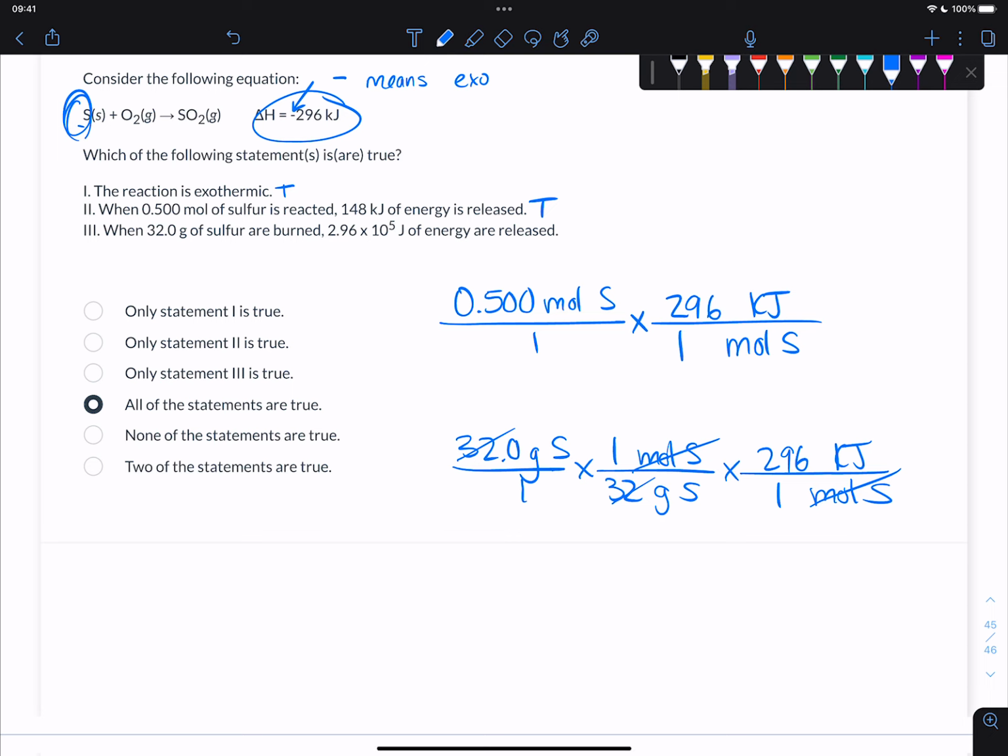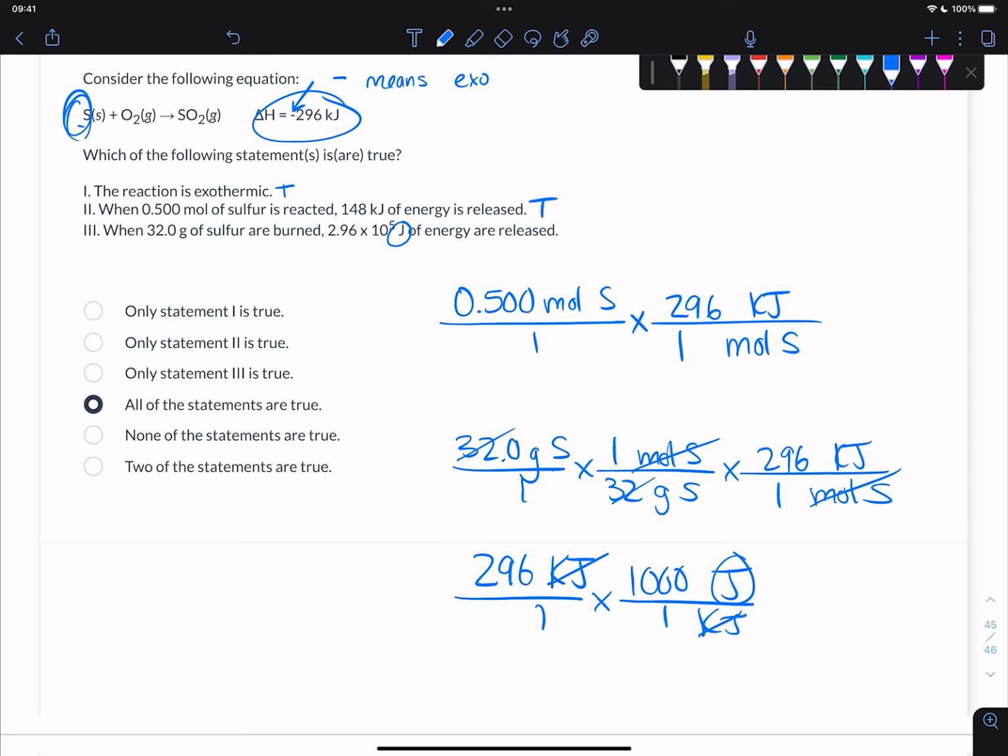Something's looking off. Oh, yeah, there we go. So when we do our math here, we get 296 kilojoules. So that kind of makes sense. But notice how this is joules. So we just need to convert from kilojoules to joules. 1,000 joules is a kilojoule. And then basically do 296 multiplied by 1,000.